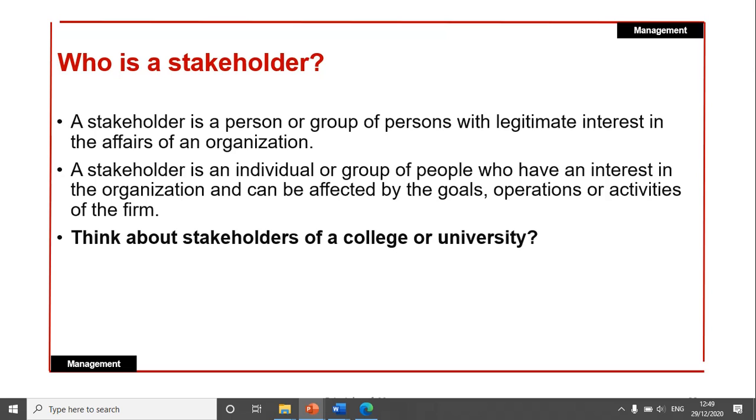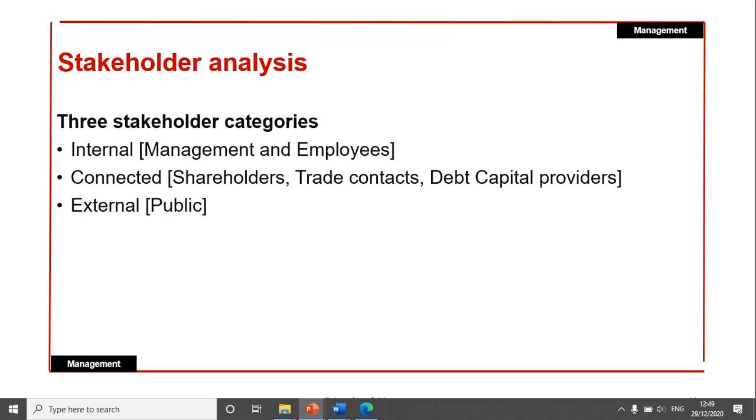And as we navigate in this particular discussion of stakeholders, it'll be very important for us to think about stakeholders in the context of an economic resource, such as a college or indeed a university. Think about the stakeholders of a college, for instance.